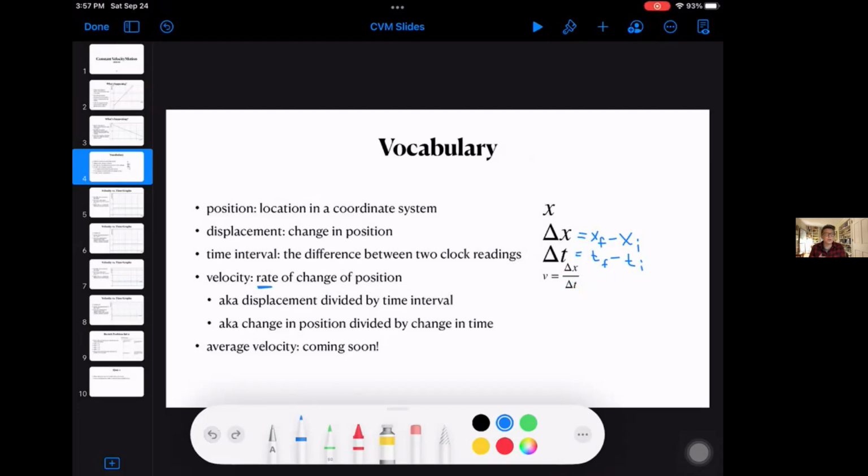Another definition for velocity, we might call it change in position divided by change in time, or it might be displacement divided by change in time. So there's a couple variations there, but the first one is the most technically accurate. And then finally, we'll hit average velocity later.